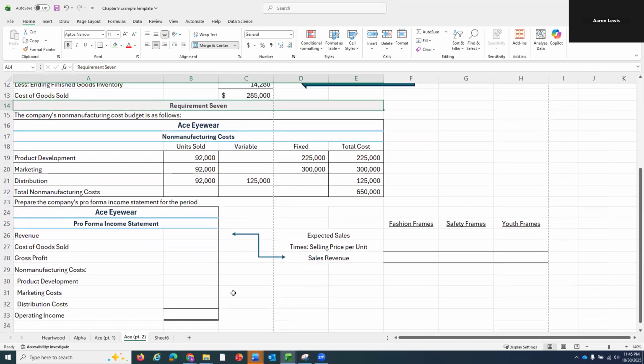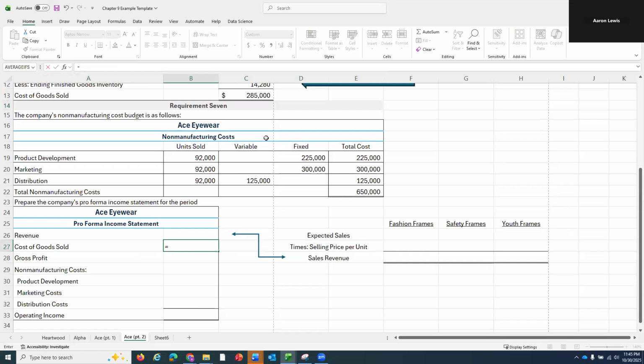So now I got to go through and make my pro forma statement. Let's start with the easy stuff that we already know. We know our cost of goods sold. We just calculated it is going to be $285,000. We can bring that into our grid. We know how much we're going to pay in cost for each of our different non-manufacturing costs. That's going to be 225,000 for product development, 300,000 for marketing, and 125,000 for distribution.